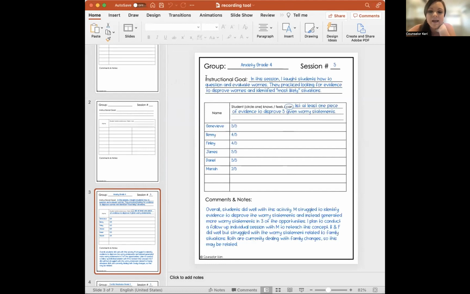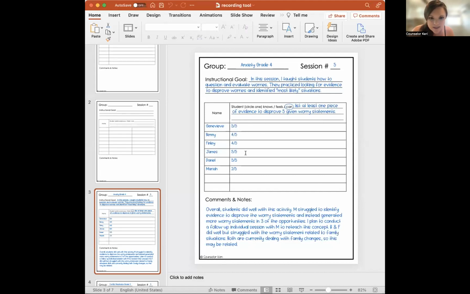So my goal in this session, I taught students how to question and evaluate worries. They practiced looking for evidence to disprove worries and identified most likely situations. So I've got my goal right here. Students can list at least one piece of evidence to disprove 5 given worry statements. I'm giving them 5 statements and I want them to name, they can say it out loud, write it on a whiteboard, whatever, pieces of evidence to disprove it.